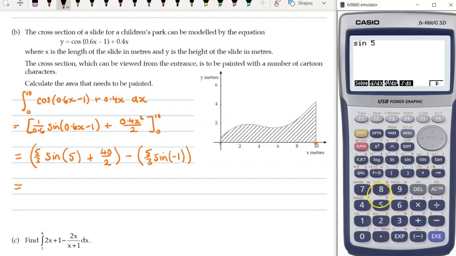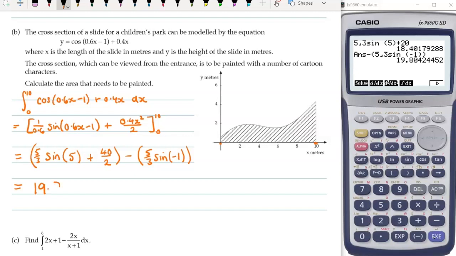Okay, so let's pop that all in. 5 over 3 times sine of 5 plus 40 over 2 will be 20. We're going to take away 5 over 3 sine of minus 1. So overall we get 19.8. Our measurement was in meters, so that is 19.8 meters cubed.